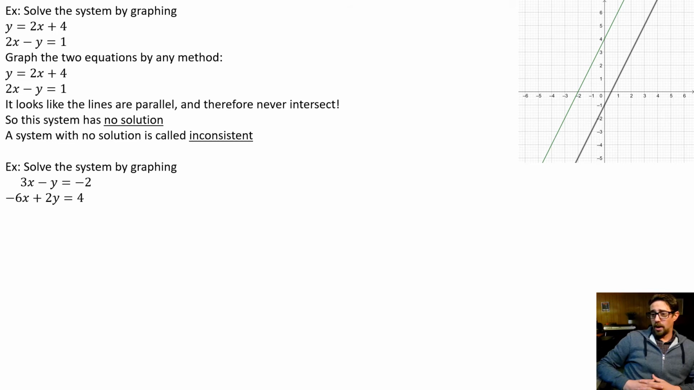All right, one more, and we're going to see just the one more little thing that can happen here. And then that's it. And then we're going to dive right into solving these, doing actual algebra, right? Because that's the name of the class. Okay, so again, just however you have to graph these two lines, 3x minus y equals -2 and -6x plus 2y equals 4.